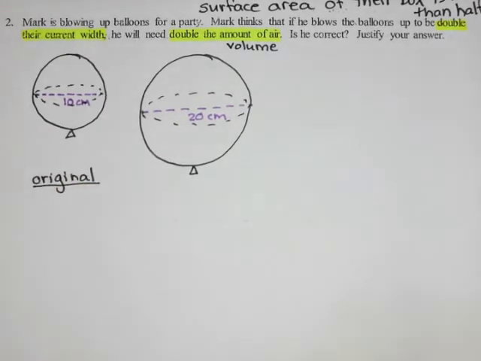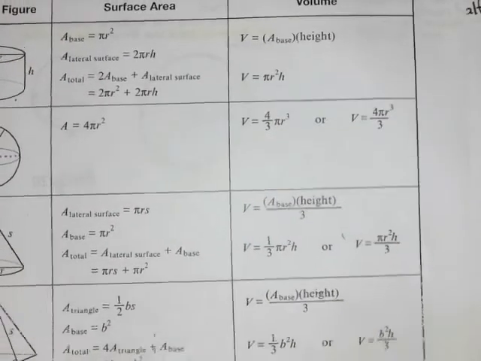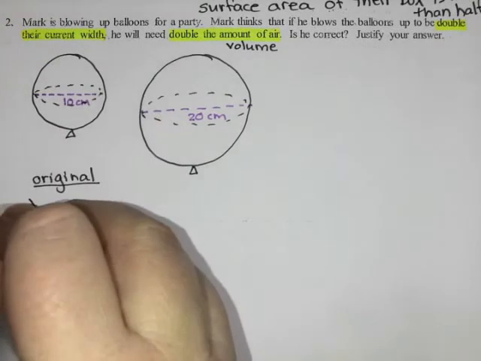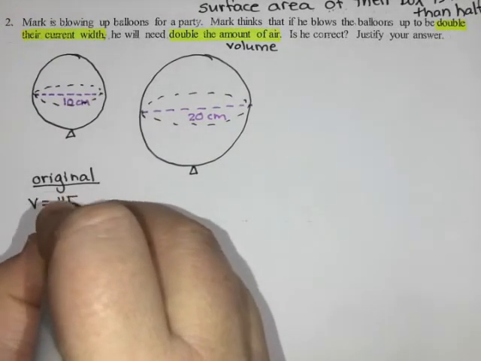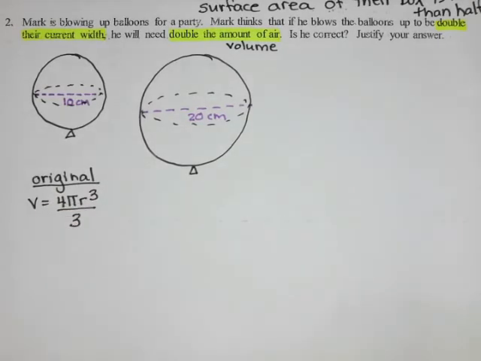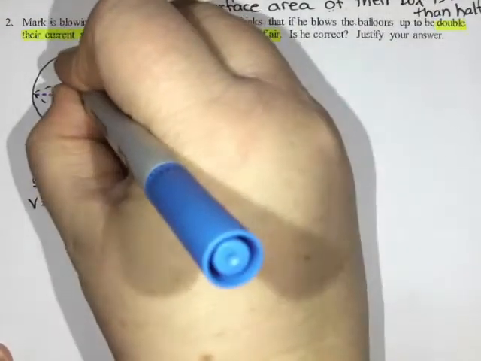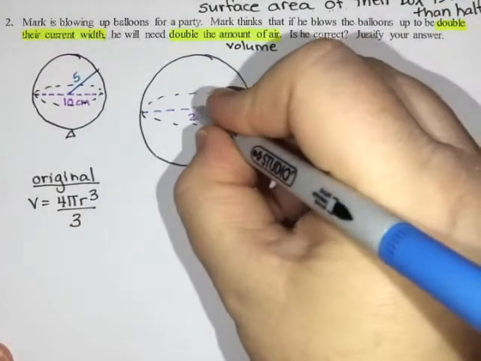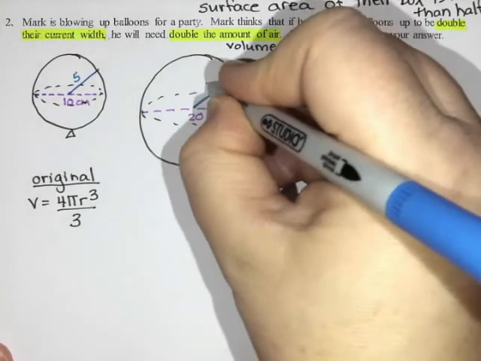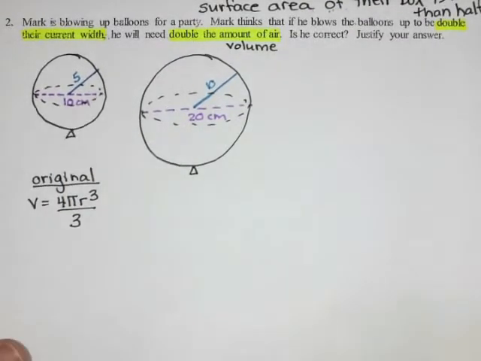Okay, so I'm going to take the original balloon and calculate the volume. According to my formula sheet, the volume of a sphere is 4 pi r cubed divided by 3. My radius is not 10. That's the diameter that I picked. So the radius of my balloon would be half of 10, which is 5. And the radius of this one is going to be half of 20, which is 10.